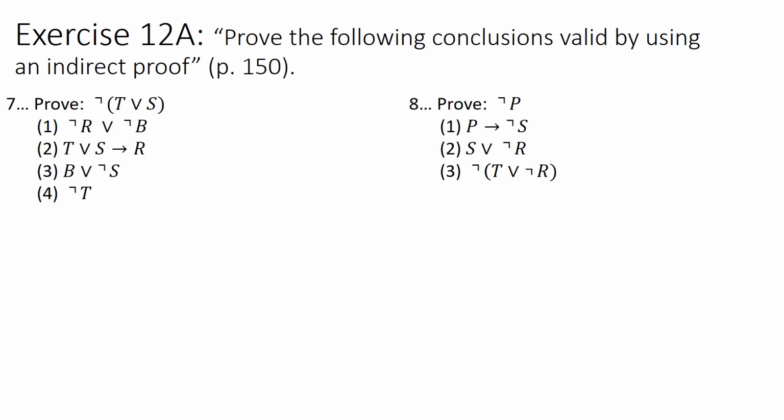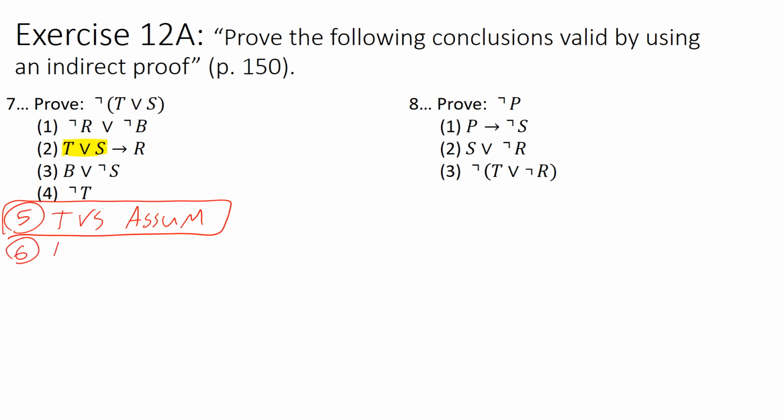Number 7, we're to prove not parentheses T or S, close parentheses. We want to do it by indirect proof, so let's get started by assuming T or S. And notice that T or S appears as the antecedent to a conditional. So for 6, we can get R by modus ponens with 2 and 5. And R is a contradictory of not R, and not R is part of a disjunction. So for 7, let's get not R by the double negation of 6.